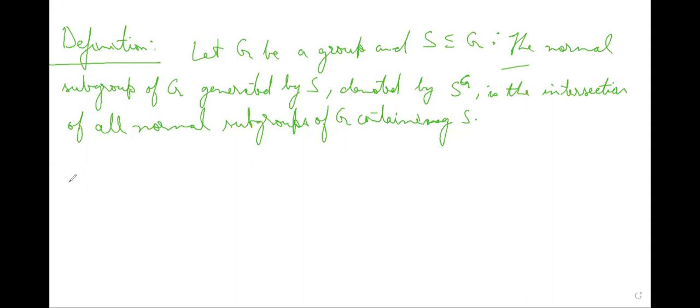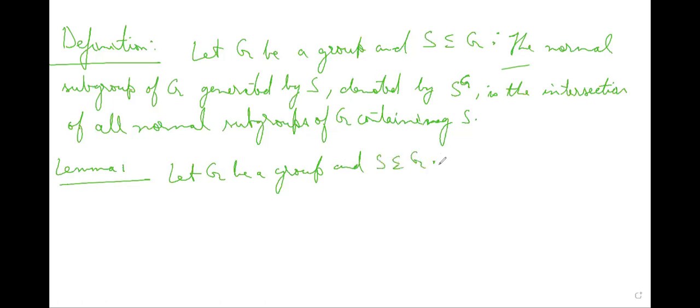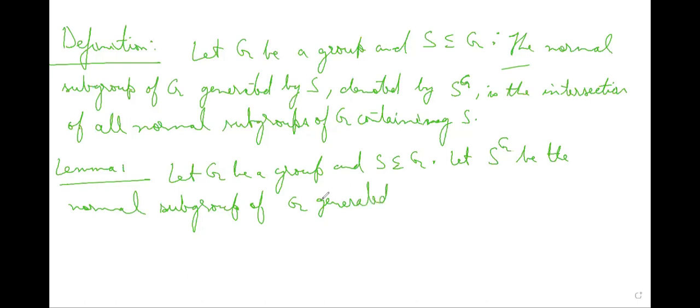So there is a result we will need. The normal subgroup of G generated by S, what exactly is it? Lemma. Let G be a group and S be a subset of G. Let S^G be the normal subgroup of G generated by S as defined here.